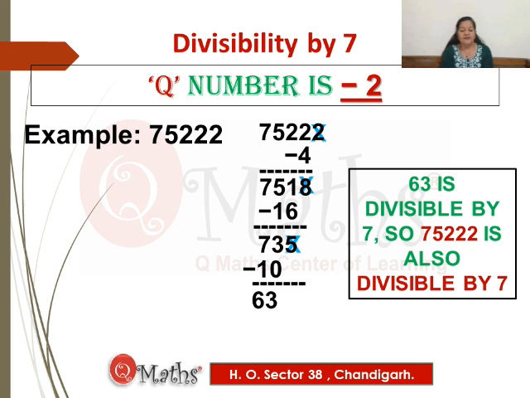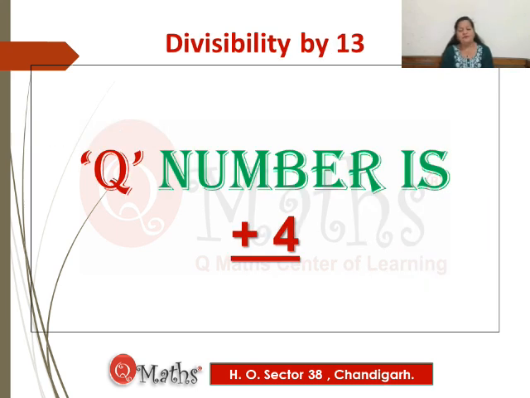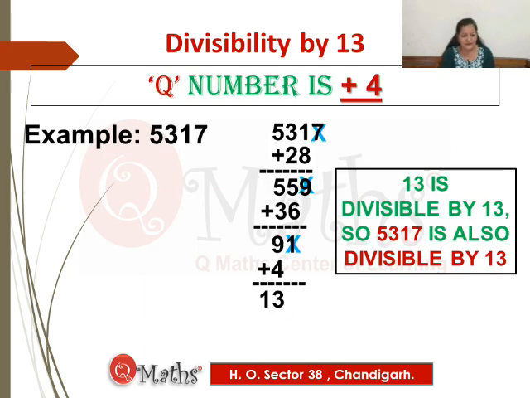Now take another example. Divisible by 13. The Q number for 13 is plus 4. For example, 5,317. 7 into 4 is equal to 28. 531 plus 28 is equal to 559. So 9 into 4 is equal to 36. So 55 plus 36, it comes 91. So 1 into 4 is equal to 4. So 9 plus 4 is equal to 13. And 13 is also divisible by 13. It means 5,317 is divisible by 13.